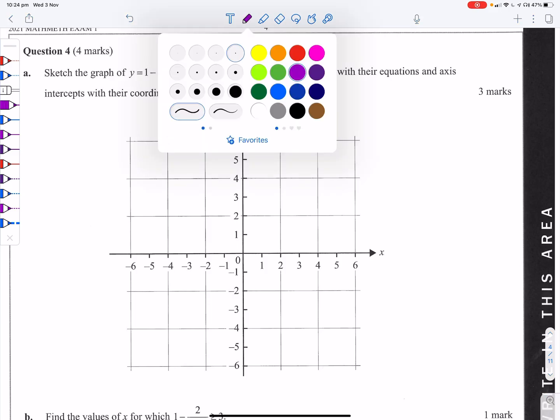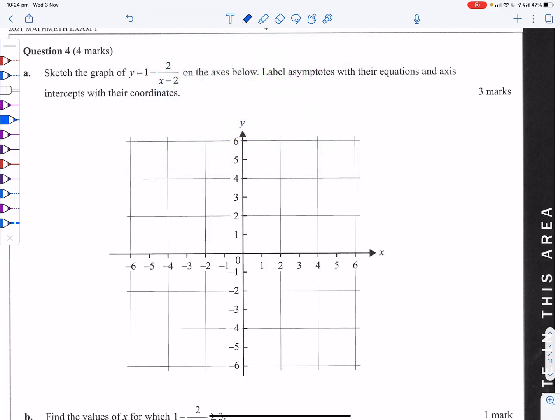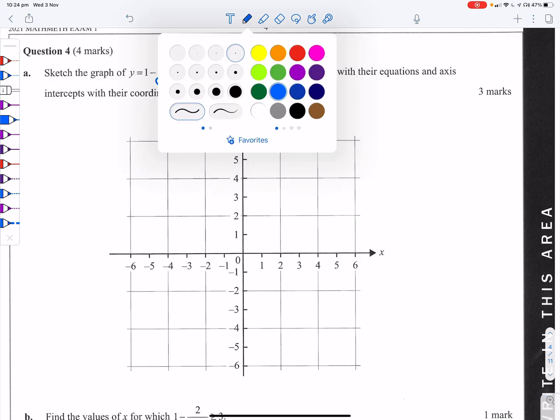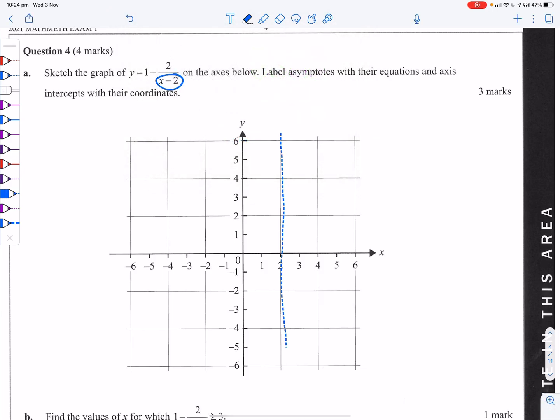Okay, this one here, well, we know if x is equal to 2, we've got a vertical asymptote. So we put that in there. Remember to look at the scale. Don't know why that didn't draw that for me. And then we've also got one at 1.